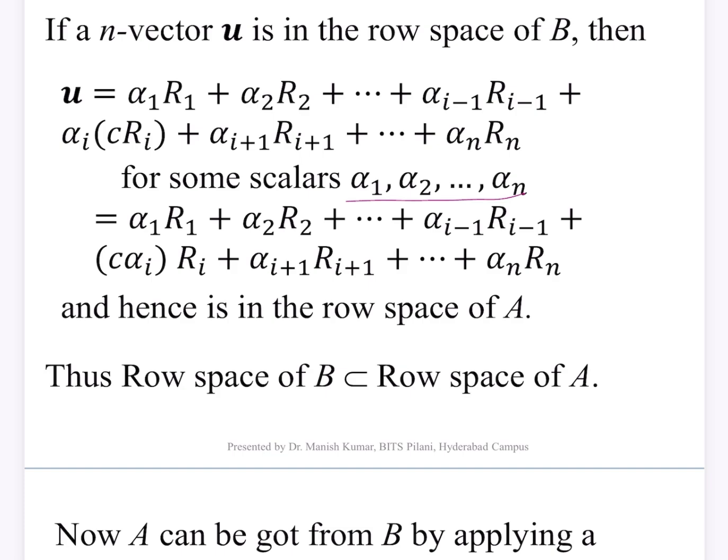This is coming from the definition of row space also. Okay, and you can write it like C times alpha I and Ri using the property of the vectors, and hence this C alpha I is another new scalar, right, which is exactly a linear combination of the rows of A, right? It means that thus the row space of B belongs to the row space of A, right?